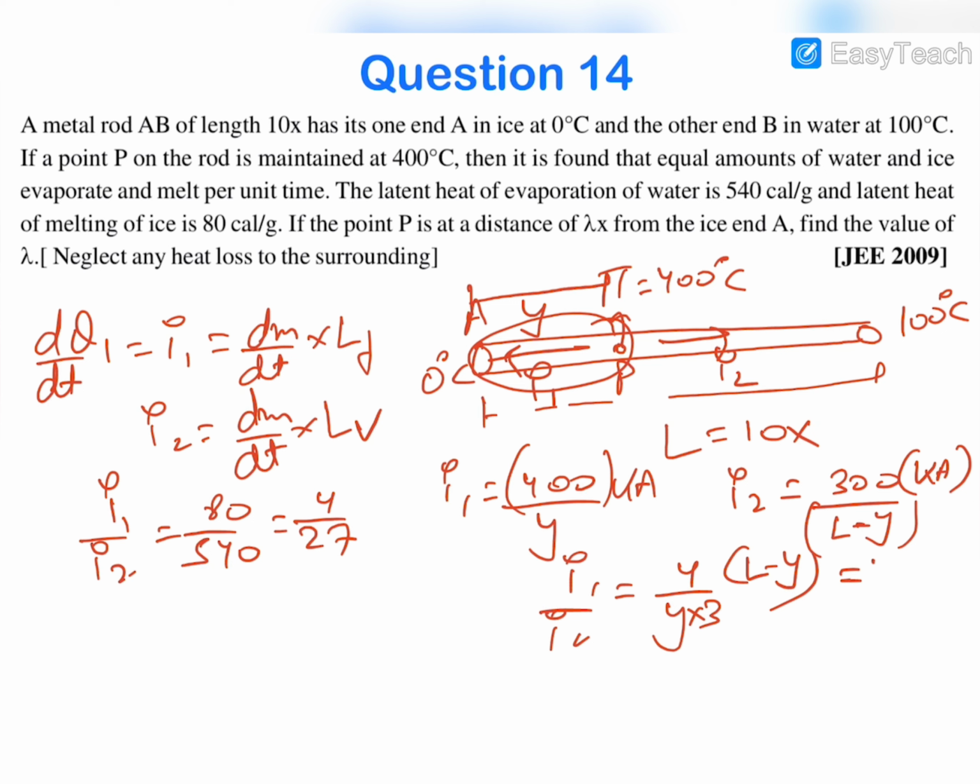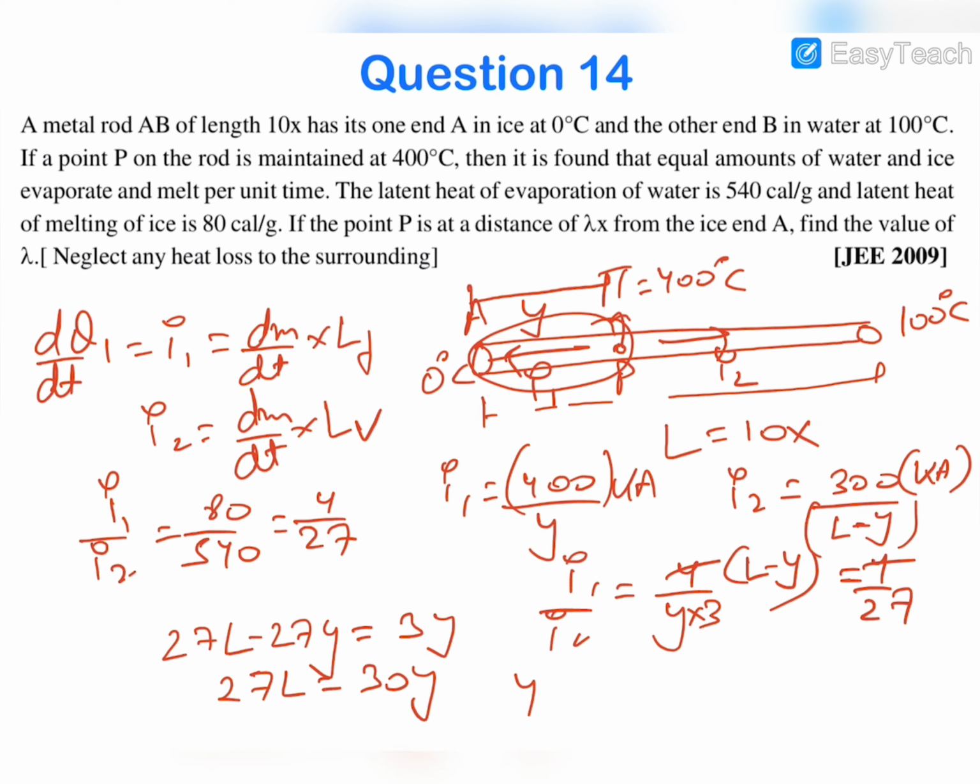Okay, and this is equal to 4 by 27. So cancelling 4 with 4, it would be 27L minus 27y, and that is equal to 3y. So 27L will be equal to 30y, y will be equal to 9 by 10 of L. So 9 by 10 of L means 9 by 10 of 10x. So lambda is 9, you can see. So the correct answer of this is 9.